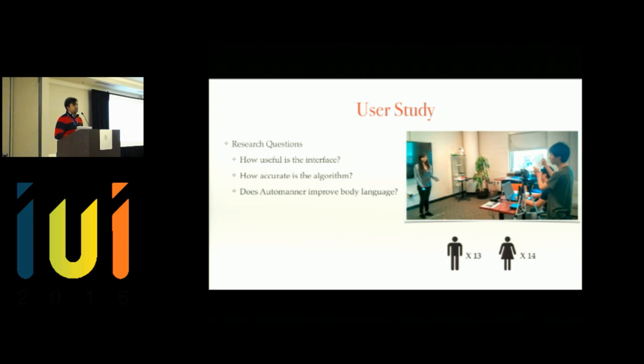We are interested in 3 questions. First, how useful is the interface? How accurate is the algorithm? And does AutoManner improve body language? To answer this question, we designed a user study with 13 male participants and 14 female participants. All of the participants were native English speakers, and we also used 30 Mechanical Turk workers from the USA to evaluate the patterns.